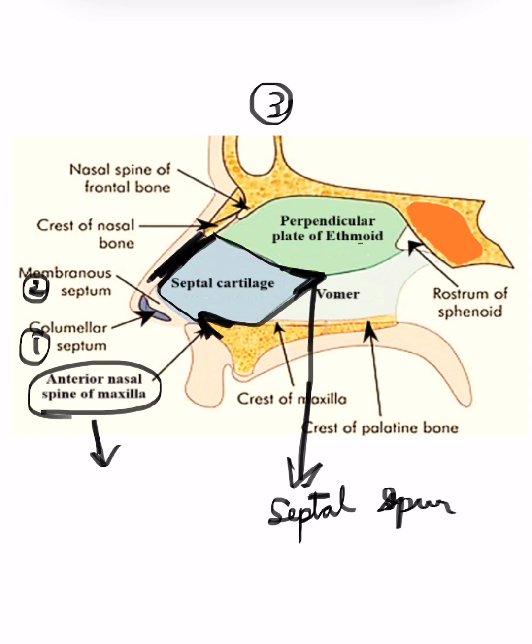Next, moving on to the bony parts, the main bony contributions for this nasal septum are perpendicular plate of ethmoid and vomer, and some of the minor contributions are posteriorly we have rostrum of sphenoid, and at the floor we have this anterior nasal spine of maxilla, crest of maxilla, and crest of palatine bone. And in front we have this frontal process, frontal bone, nasal spine of frontal bone, and crest of nasal bone. These are the contributions and anatomy of nasal septum.